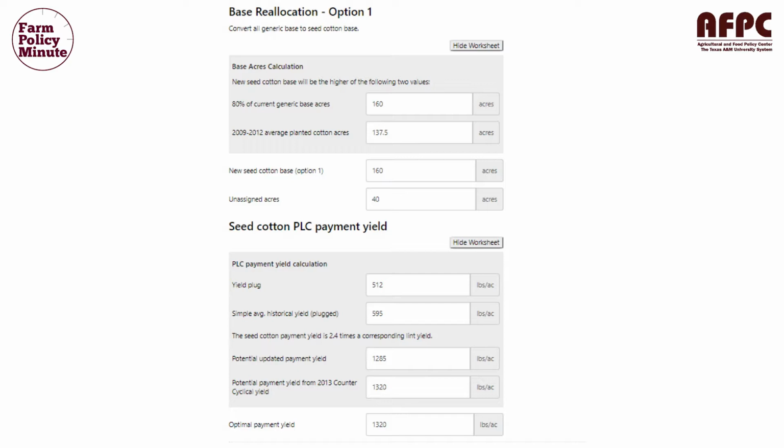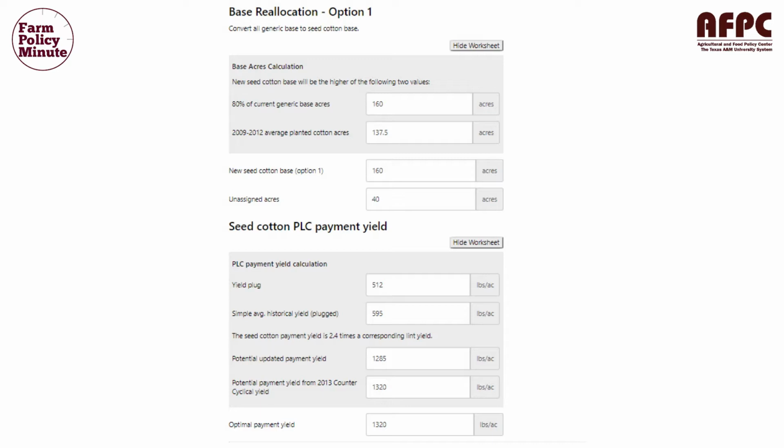It's in the rules, and in fact, people ask, how did they come up with this way of updating the yields? It's exactly the same legislative language that was used for every other crop in the 2014 Farm Bill. So they're just applying what the rules were for every other crop in the current Farm Bill to seed cotton. So we're going to go on to the next slide, option 2.